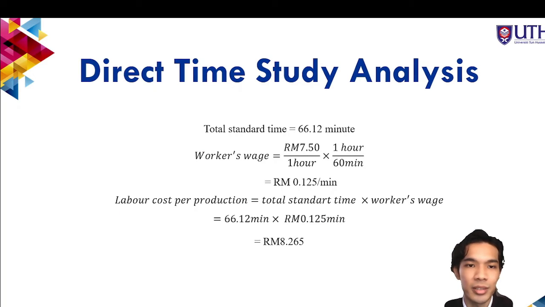Next is direct time study. In direct time study, the total standard time is 66.12 minutes. The worker's wage is 0.125 ringgit per minute. The total labor cost per production is 8.265 ringgit.